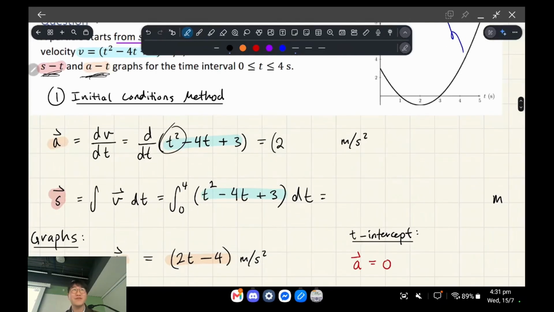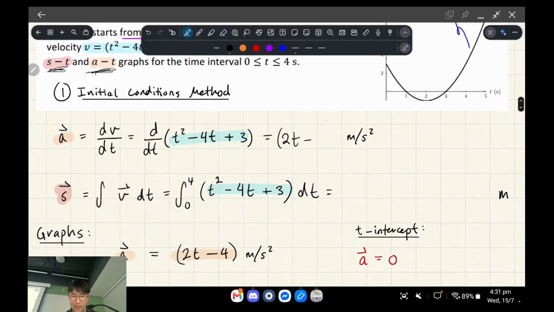Okay, so t squared becomes 2t, okay? And then we look at the next term, so minus 4t becomes minus 4, and then 3, since it has no t term, just becomes nothing. It just gets vaporized, okay? So this is basically going to be our acceleration function.